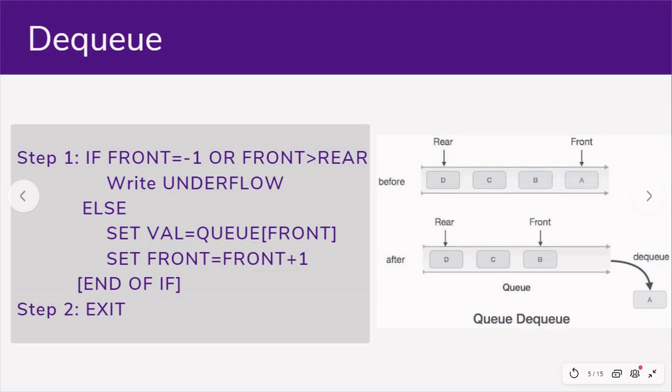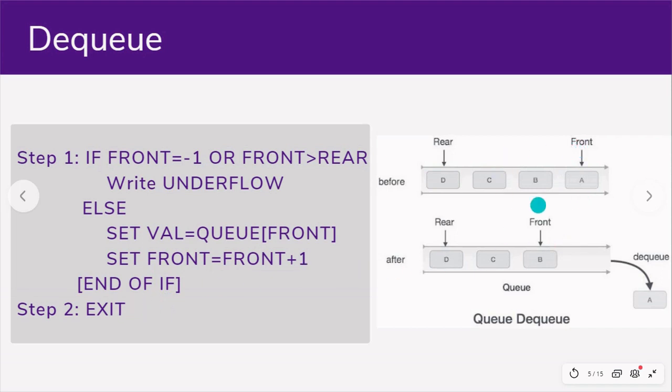In the else part, what is happening? Our queue of front is assigned using this assignment operator to the variable val, that is, the data on the position front is assigned to the variable val, and in the next step we are incrementing our front, and then our if statement is ending and we are exiting.